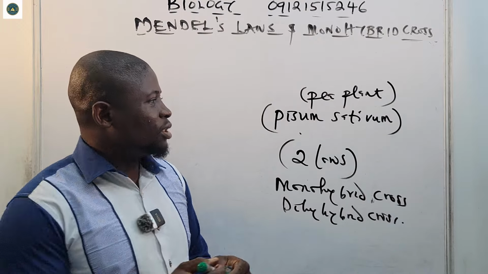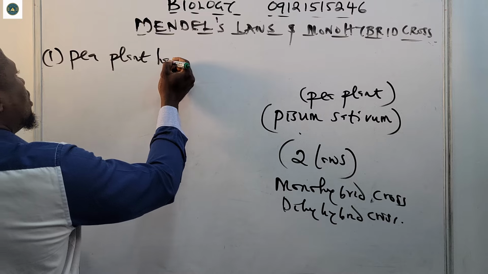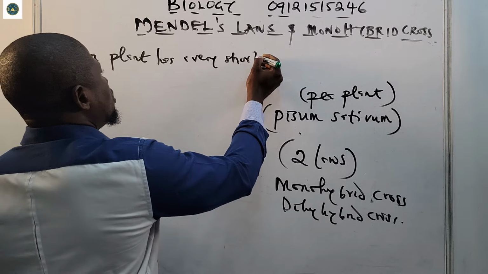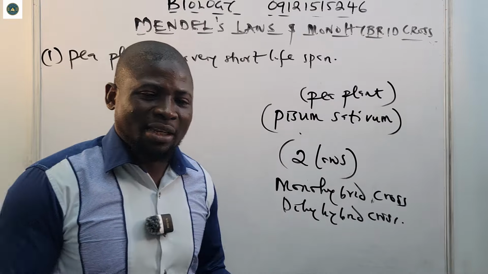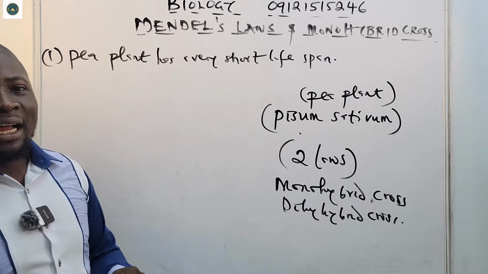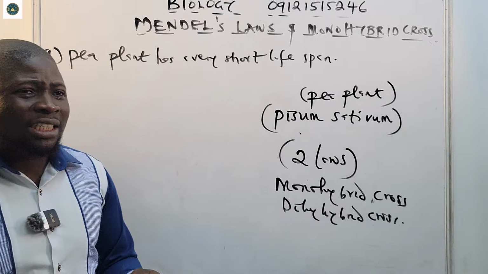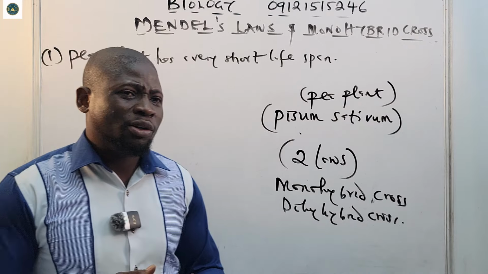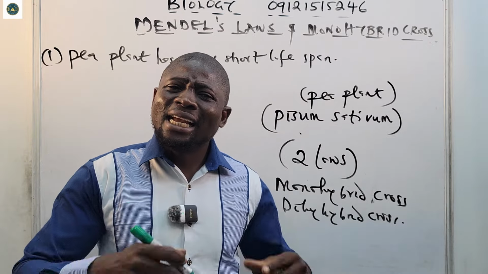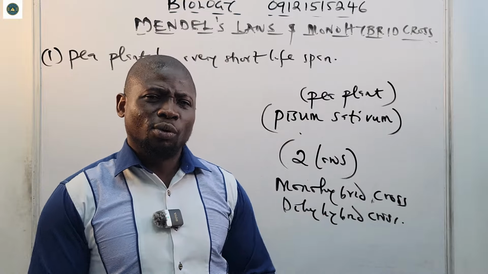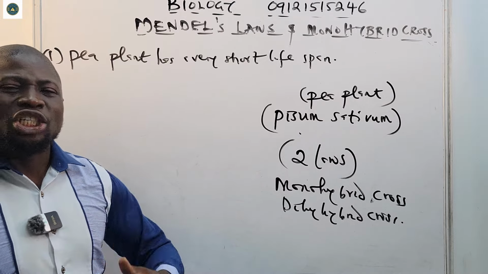One of the reasons why he chose the pea plant is that, number one, the pea plant has a very short lifespan. When you want to conduct an experiment, you should not take a species that will take maybe years to grow. Imagine taking a cashew tree, or a mango tree, or any tree that will take a long time to grow. You have to take a plant that can easily mature within a short period.